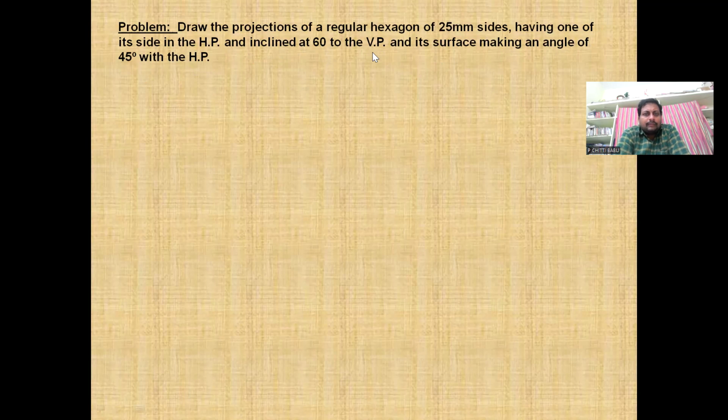In the previous problem, draw a regular pentagon of side 25 mm, having one of its sides resting on HP, and its surface making an angle of 45 degrees to the HP. Up to here is common, and one more thing additional here is the inclination of 60 degrees to the VP. Now consider my hand is the hexagonal plane. When we are seeing from the top, the entire plane will appear in the horizontal plane. When we are seeing from the front, just one line will appear in the vertical plane. Then the plane will be inclined to both the planes.